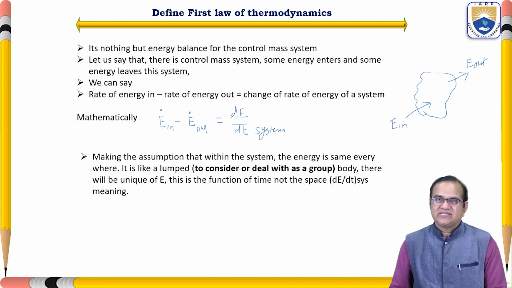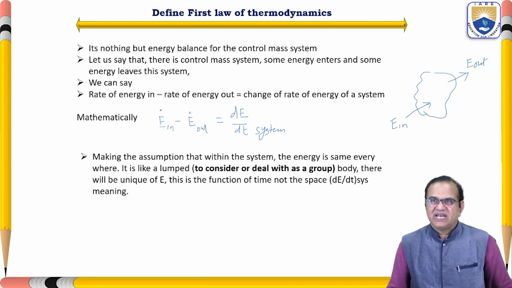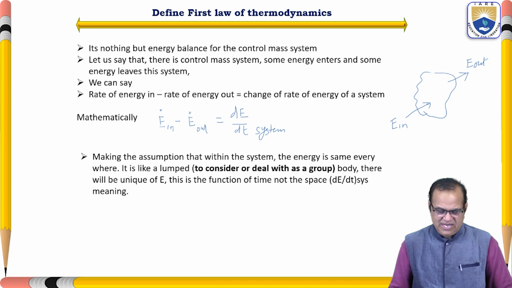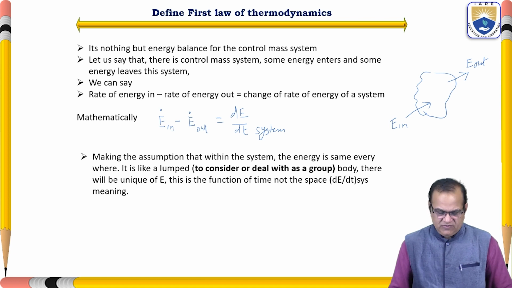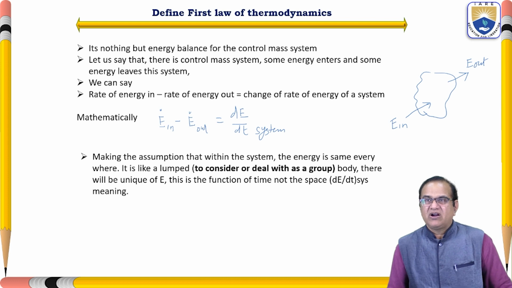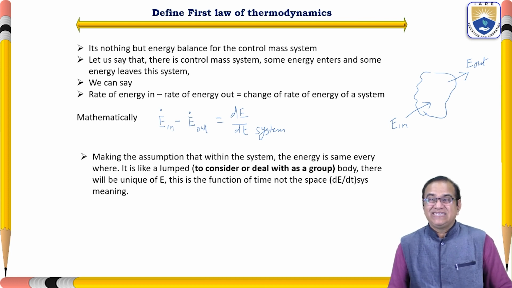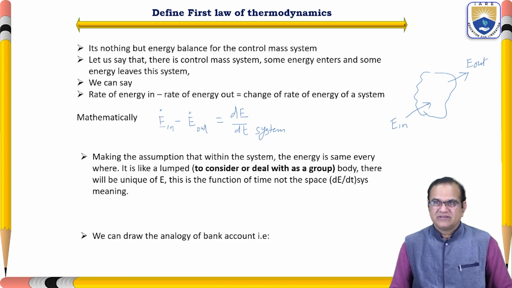Making the assumption that within the system the energy is the same everywhere, it is like a lumped system, or we deal with it as a group body. There will be a unique E. This is a function of time, not of space. That is what dE by dt of the system means.